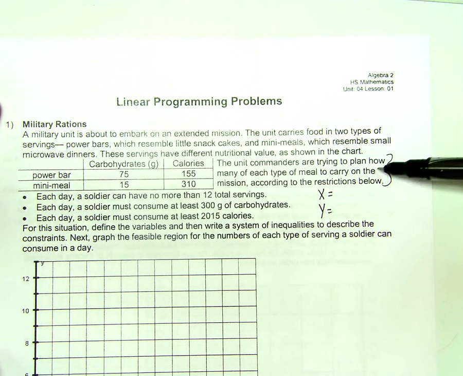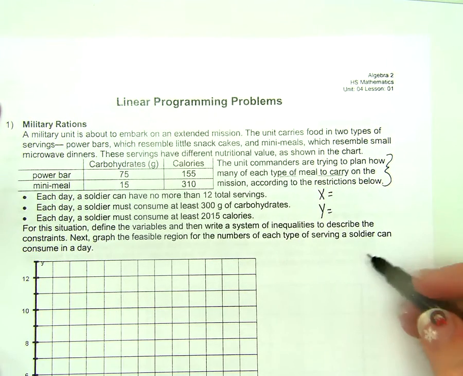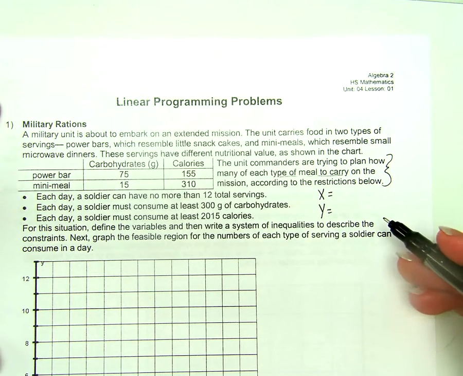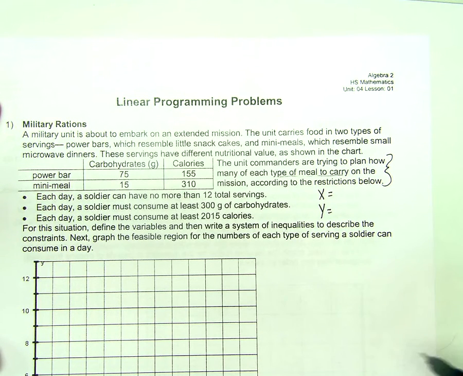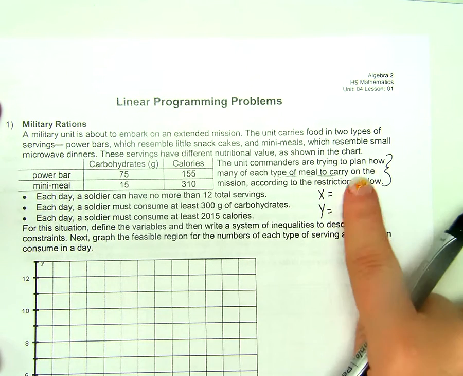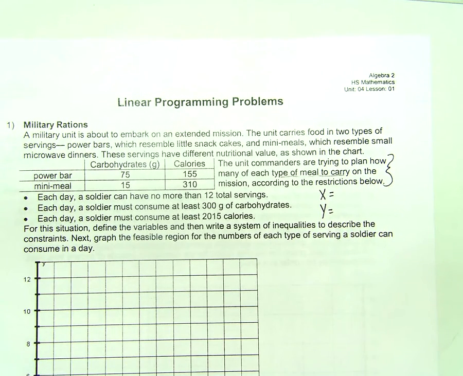The unit commanders are trying to plan how many of each type of meal to carry with them. Okay? Because earlier some people were saying, well, carbohydrates needs to be X and calories needs to be Y. While I agree that those are both in this problem, we have to look at the question that's being asked, or what we're being asked to do. It's not always a question. Sometimes it's a statement. Okay? What we're trying to figure out.